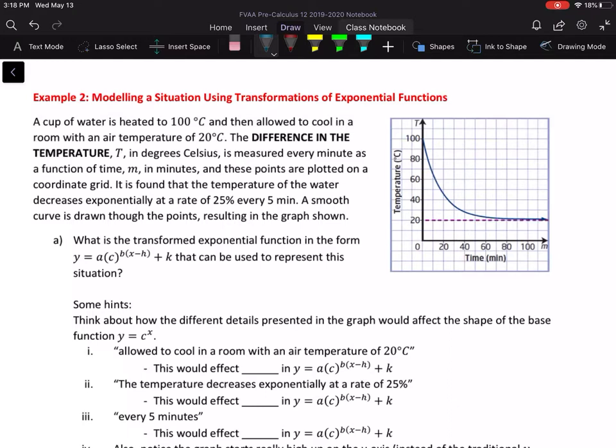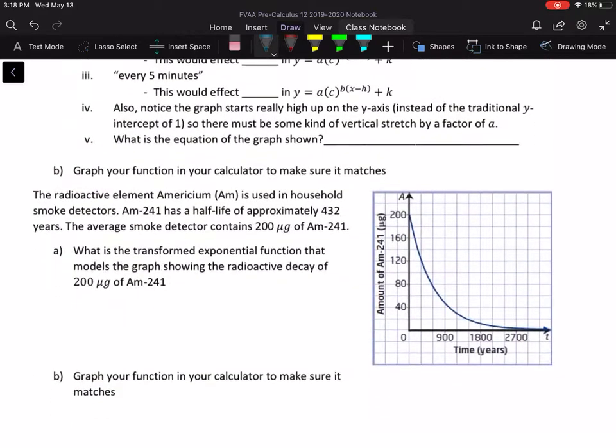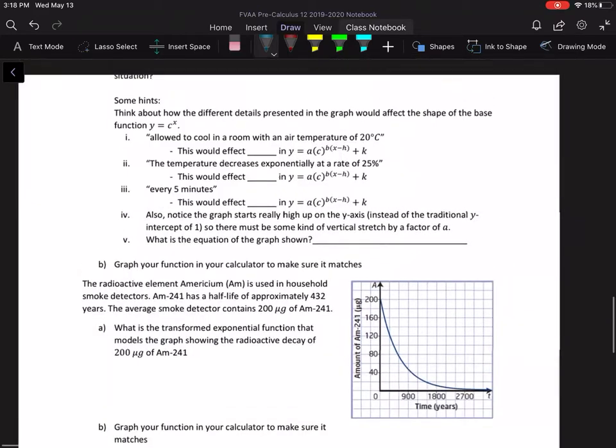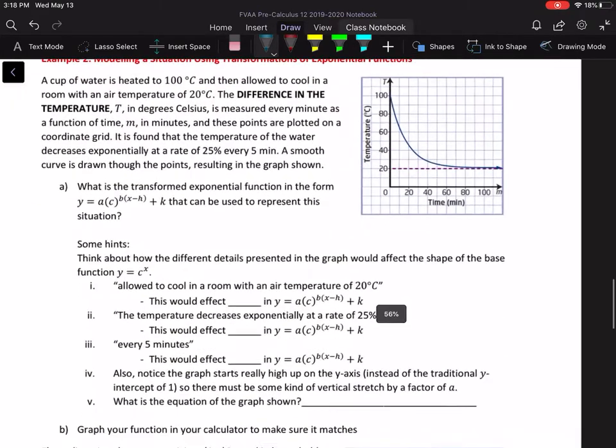Example 2, modeling a situation using transformations of exponents. I'm going to do one together, and then I'll ask you guys to do the second one. See if you can come up with the equation of the second one. So the first example is this one here.